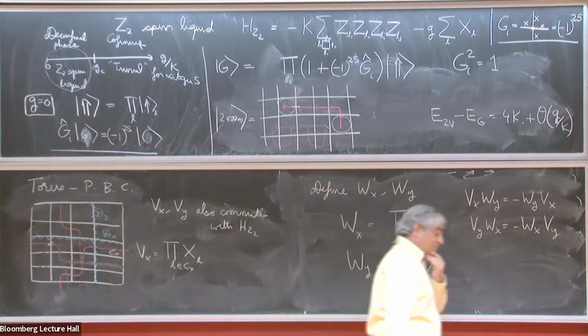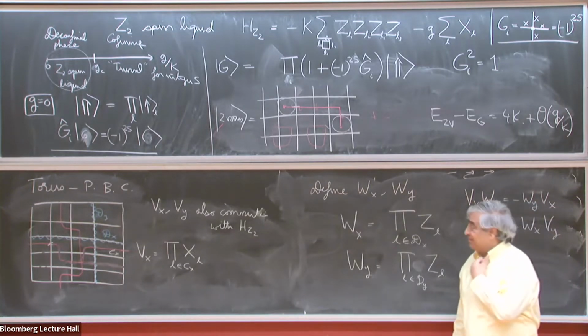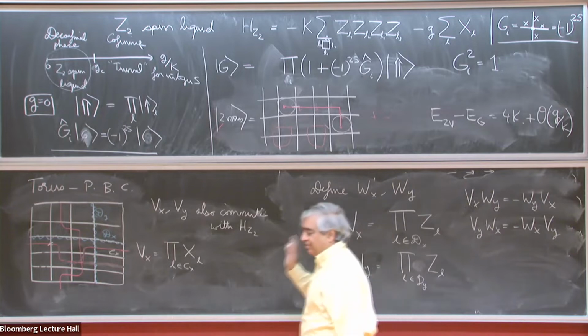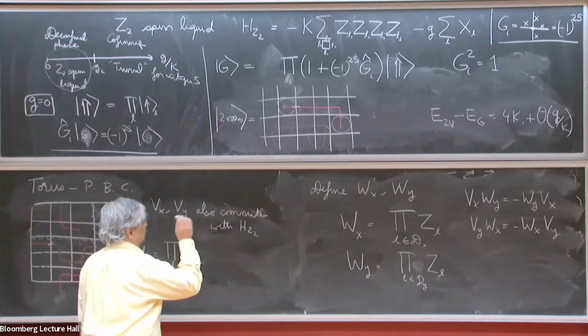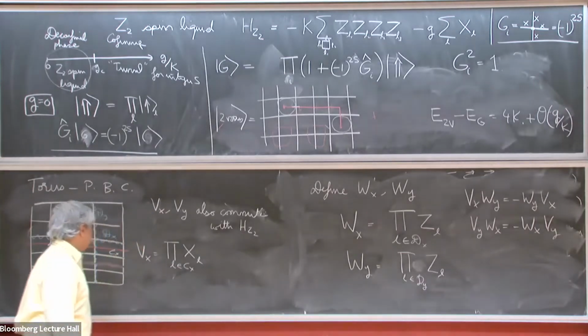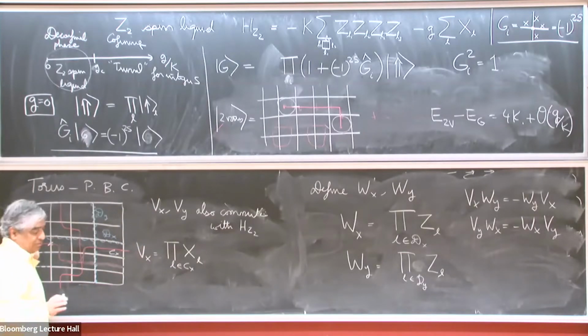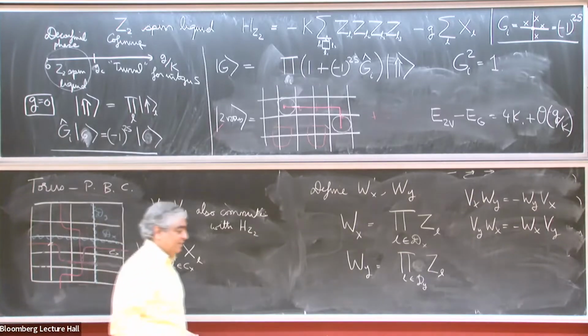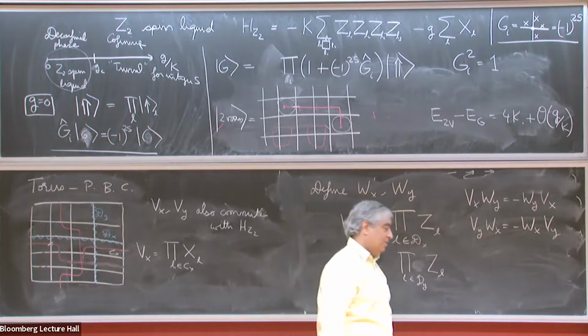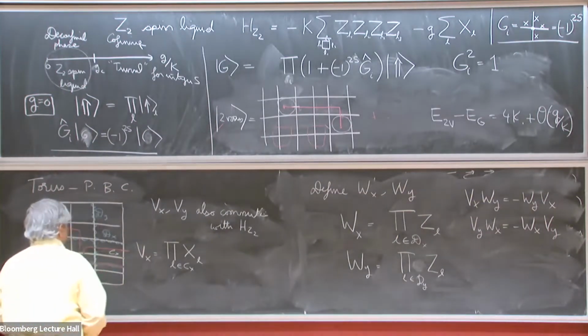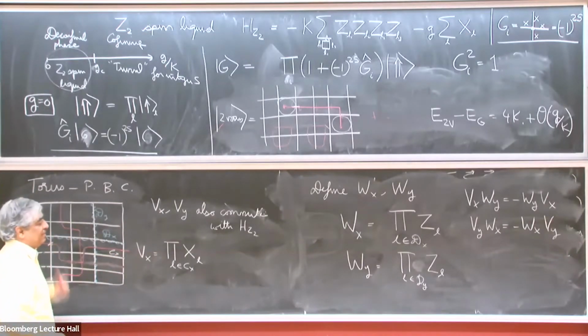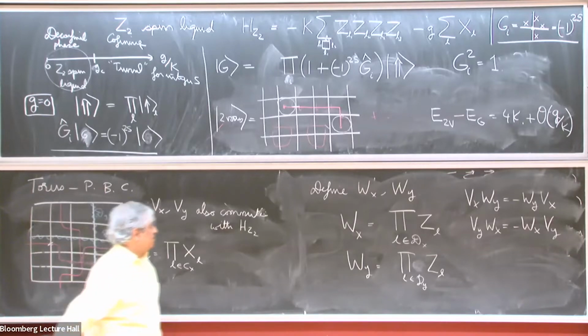All right, so now once you have these operators, the W's are just for convenience. They're only nicely defined exactly at g equals 0. But the V's commute with the Hamiltonian at all values of the coupling. So all eigenstates, including the ground state, should also be eigenstates of Vx and Vy. All right. So what is the ground state of the system? Again, let's look at g equals 0.